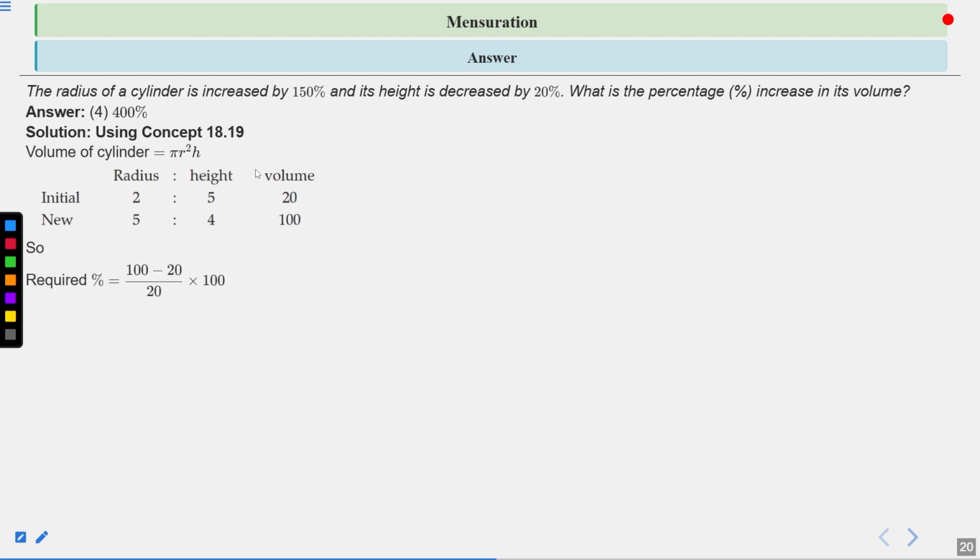So the required percentage will become 100 minus 20 upon 20 into 100. So we get the percentage increase. When we simplify it, we get 400%. So the fourth one is the correct answer of this question. Next one.